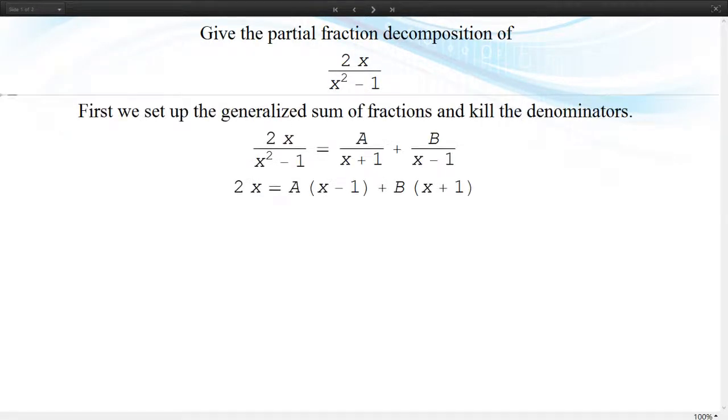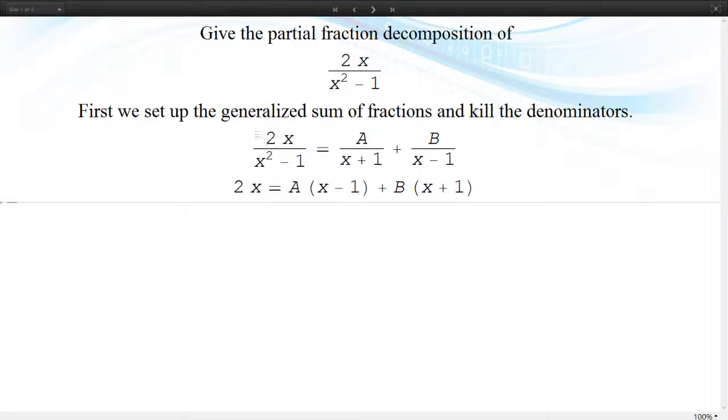I will factor it, and then I need to set up a generalized sum of fractions that is going to equal our original fraction. So the factors are x plus 1 and x minus 1. I've set up a over x plus 1 and b over x minus 1. So this sum of fractions here should be equal to our original fraction when we're done with this process.